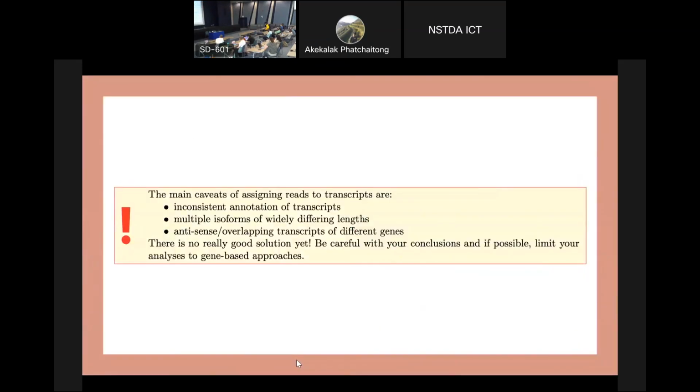Okay, so there are a few issues that you will face when you do this count. The main caveats of assigning reads to a transcript are inconsistent annotations of the transcripts, multiple isoforms, which can also be common, and antisense or overlapping transcripts of different genes. So there's really no good solution yet. Be careful with your conclusions. If possible, limit your analysis to gene-based approaches. So go for those that are of high confidence.